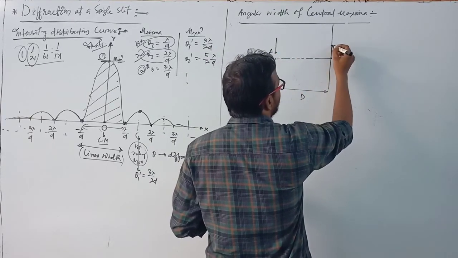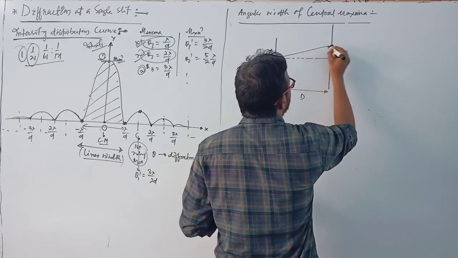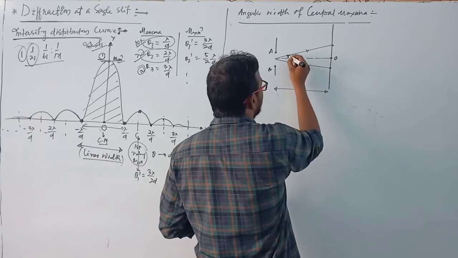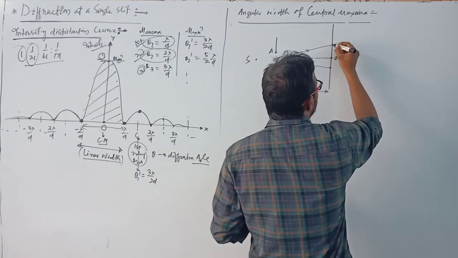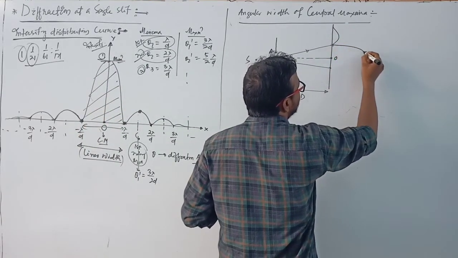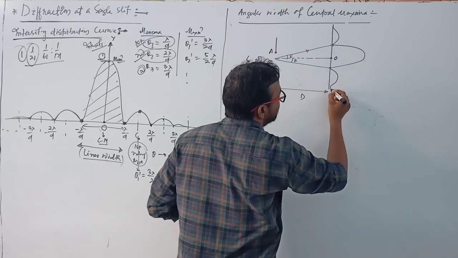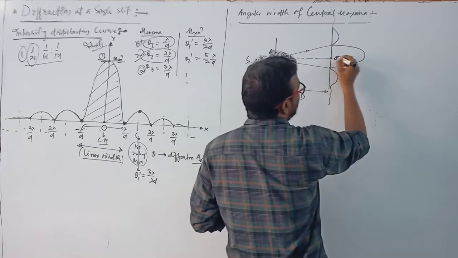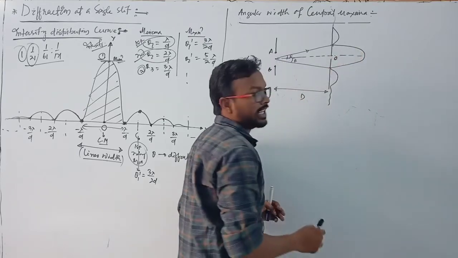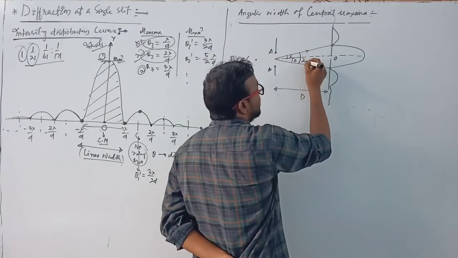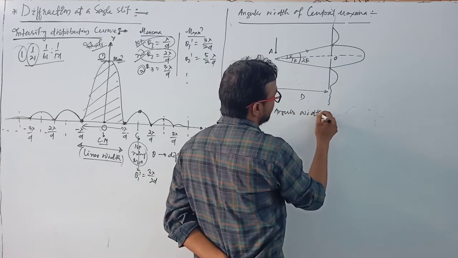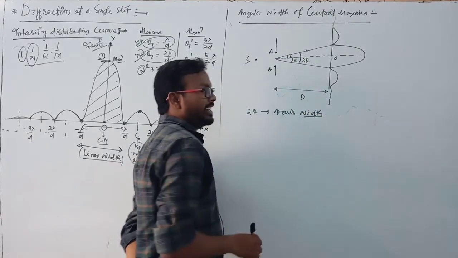Suppose here we get the first minima, and here the first minima on both sides. Suppose this angle is theta and this angle is theta, and here we get this diagram. We can draw it like this. Clear? We get maximum intensity of light at this point. So this total angle is 2 theta, and 2 theta is known as the angular width. So how can we find this angular width?